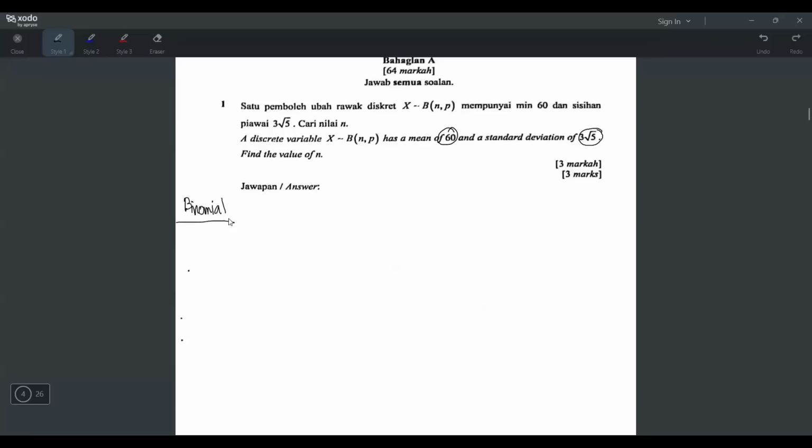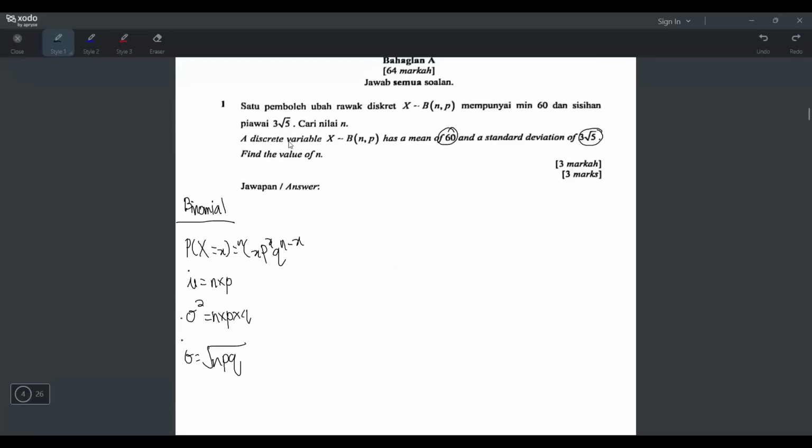Under binomial, the first formula you learn is the probability formula, and it looks something like this. I don't think I'll be using this formula for this question. The next formula is the mean formula, n times p, then the variance formula, npq, and then the standard deviation formula, square root of npq. These are all the formulas you learn under binomial distribution, and if it's a binomial distribution question, you need to do it using these 4 formulas.